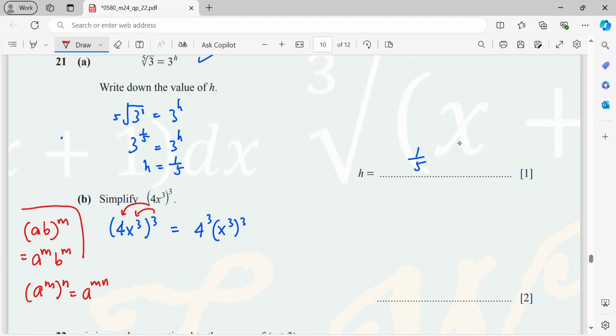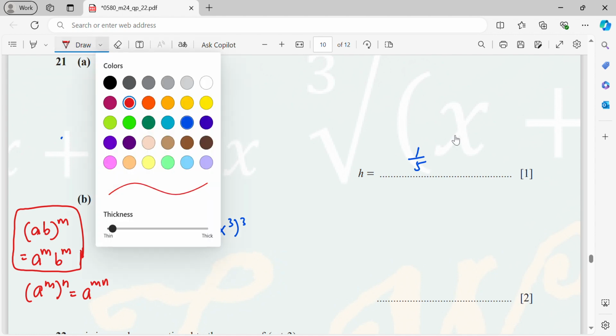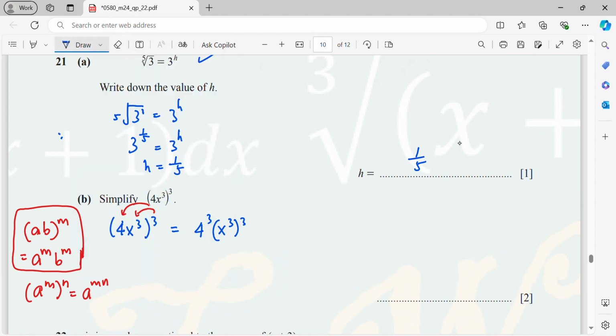So we have two formulas. Now 4 cubed, you can just calculate, that is 64. Then using this formula, 3 times 3 will be 9. So you will get 64 x power 9. That is the solution.